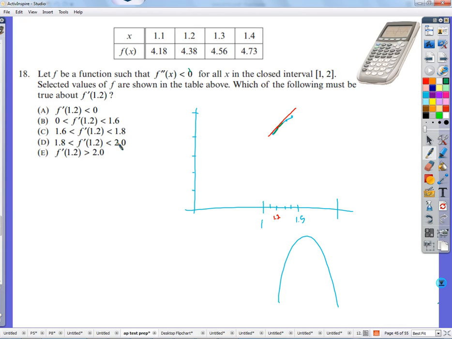So we just find those slopes. How are we going to find the slope between here and here? We've got 4.38 minus 4.18 over 1.2 minus 1.1. 4.38 minus 4.18 is 0.2. We can use our calculator on this, so that could definitely shorten up this process. 0.2 over 0.1 is what? 2. Okay. So the slope from here to here is 2, and this slope should be bigger or smaller than 2.